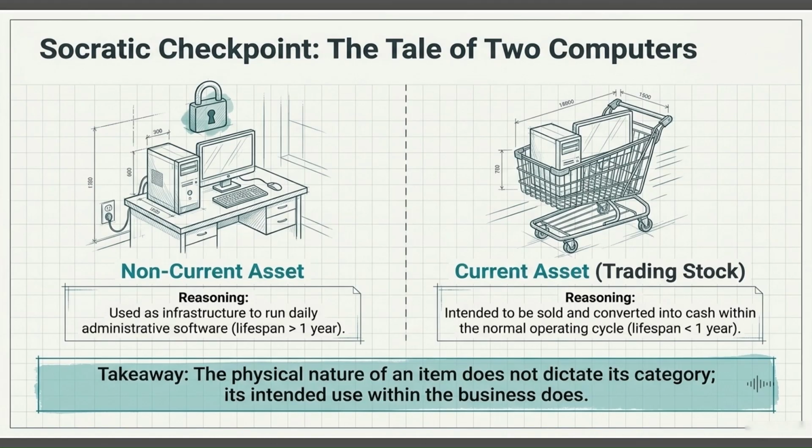So, what actually determines the answer? Not the object, for sure, but the intention behind holding it, and the length of time it will remain in the business. The principle runs throughout hospitality. A case of wine held to be poured for guests is trading stock, a current asset. The same wine bought as an investment to be held for a decade is a non current asset. When you are asked to classify an item in an assessment, do not ask, "What is it?" Ask, "What is the business doing with it?"